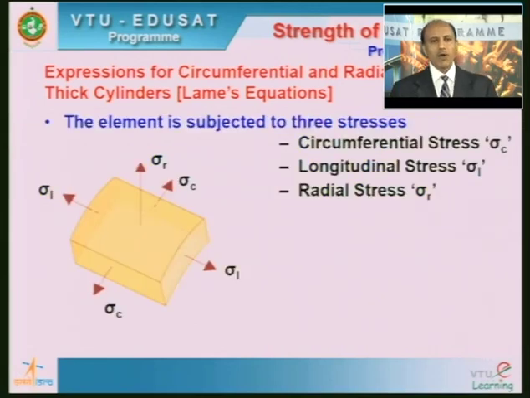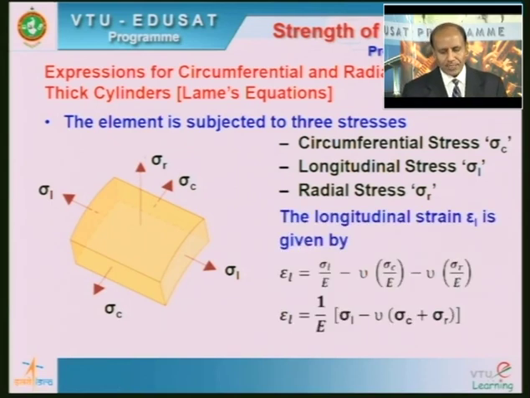Now coming to the wall of the cylinder. Again, this is a thick walled cylinder that we are referring to. So you are just trying to see the triaxial state of stress. You have the circumferential stress acting in this direction, the longitudinal stress, and the radial stress. So all stresses are acting, and in our assumption we did make that the longitudinal strain is constant. Hence let's try to calculate the longitudinal strain in this particular case.